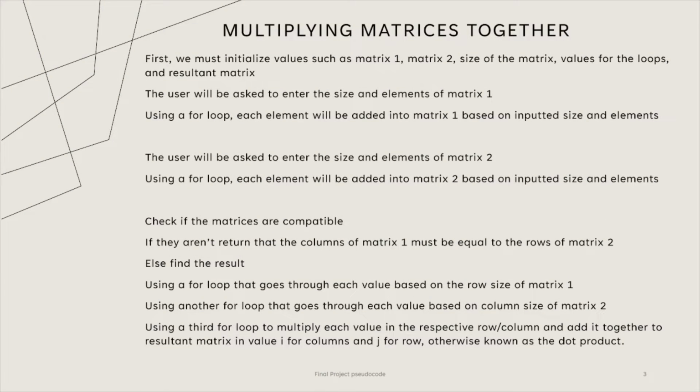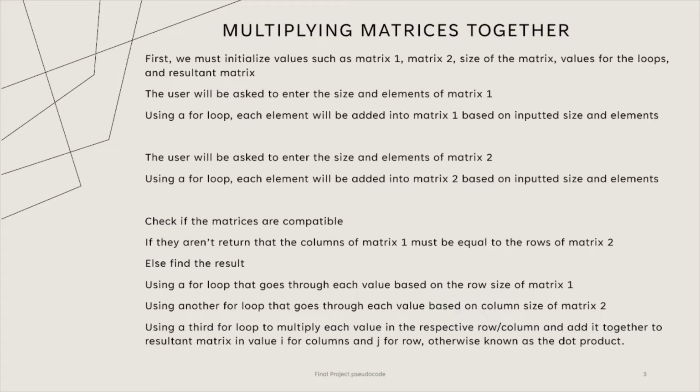If the user input is B, we will be multiplying two matrices together. First, we will initialize the values we will be using such that our first and second matrices, variables for the size of our matrices, values for our loops, and our resultant matrix. Once this is done, the user will be asked to enter the size of the first matrix. Once this is determined, we will ask the user to type in all of the elements of the first matrix dependent on its size. Using a for loop, each element will be added to its corresponding spot in the matrix.